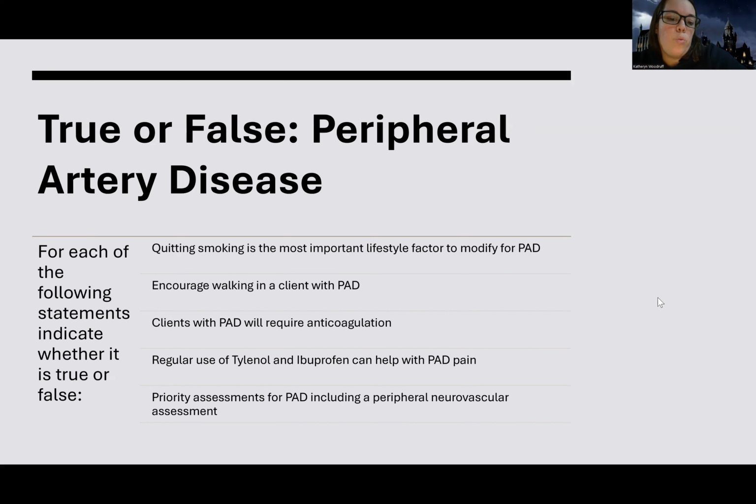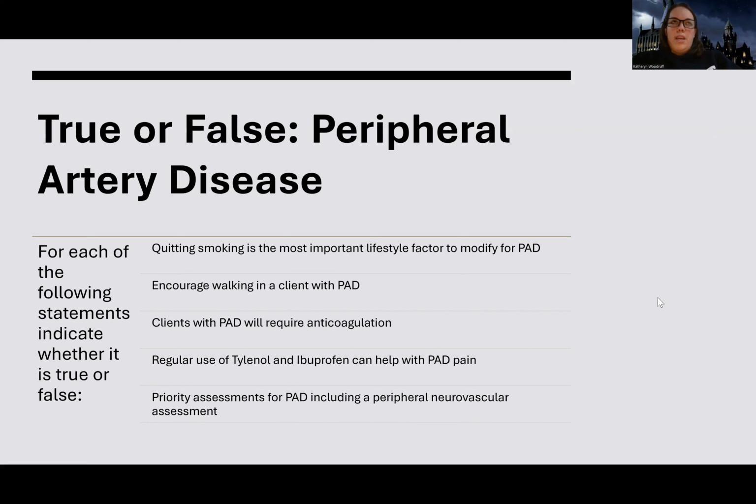So then, encourage walking in a client with PAD. This kind of goes back to what we were talking about before when it comes to peripheral artery disease: when a patient with PAD is up and walking, it's going to hurt to walk, especially long distances or depending on how their flow is, because they're going to get that intermittent claudication. By the way, the first one is true.